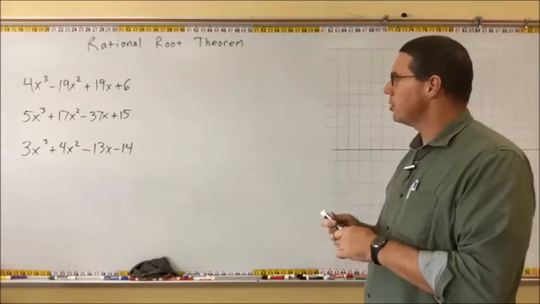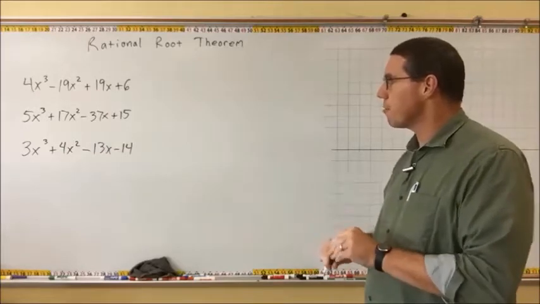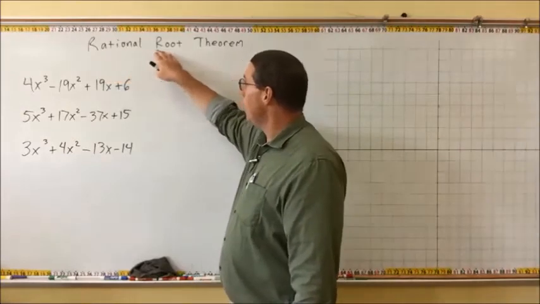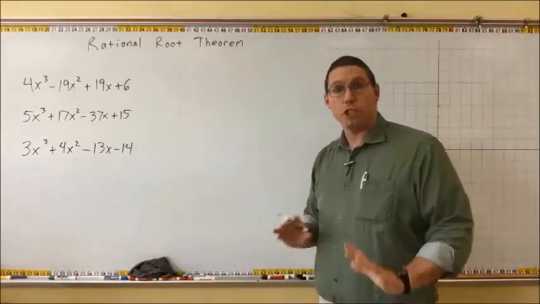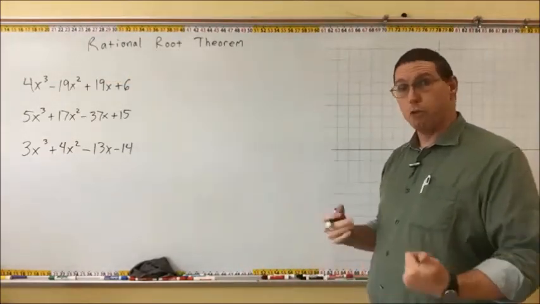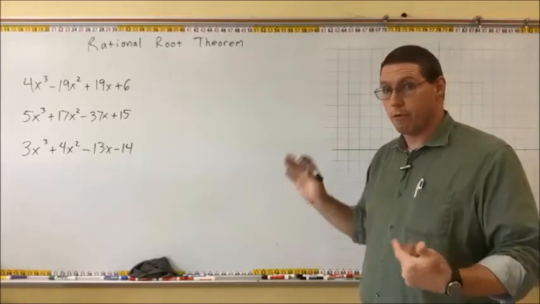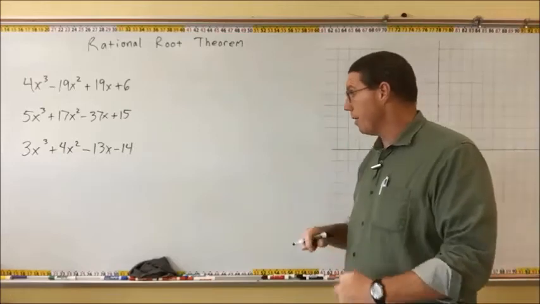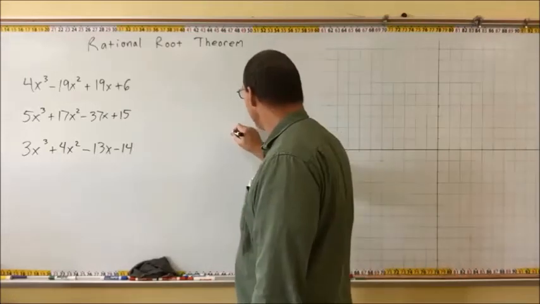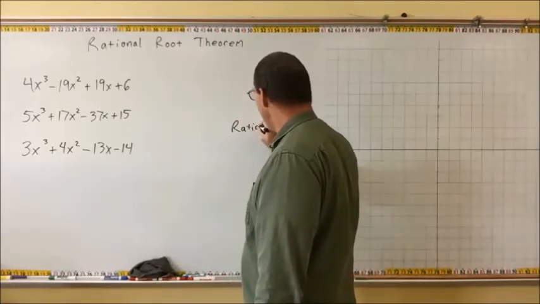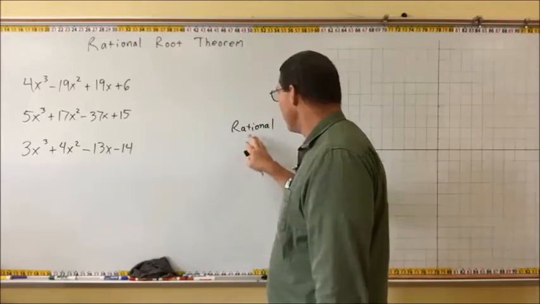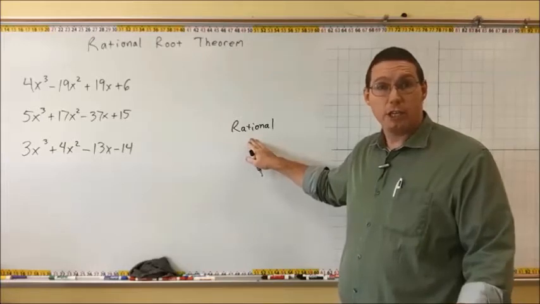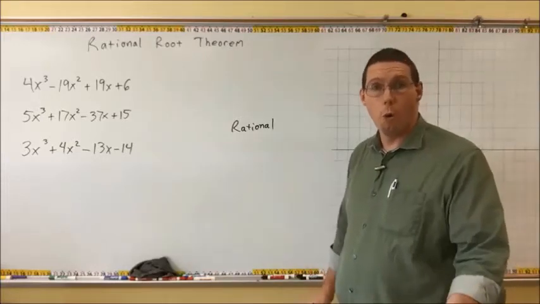Now, in order to understand the rational root theorem, I want to first explain what rational means and what root means, just to make sure that you're aware of these two things. You should already know what these two words mean in terms of numbers, but I'm going to explain it anyways. A rational number is any number that can be represented as a fraction, which also includes whole numbers.